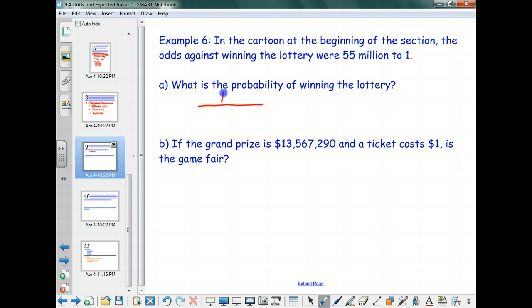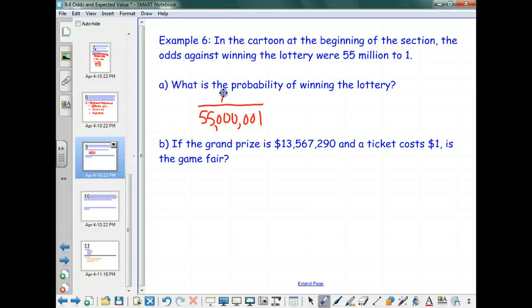1 out of 55 million and 1. Okay? Because remember, odds means the number of ways something happens compared to the number of ways it doesn't. And with the odds against, which is what this one is, it's the number of ways that you lose, 55 million ways you lose, out of the one time you would win. Are you with me? So out of every 55 million and one times you play, one time you will win. That's what that says. All right.